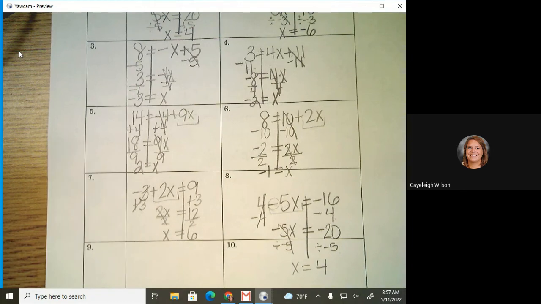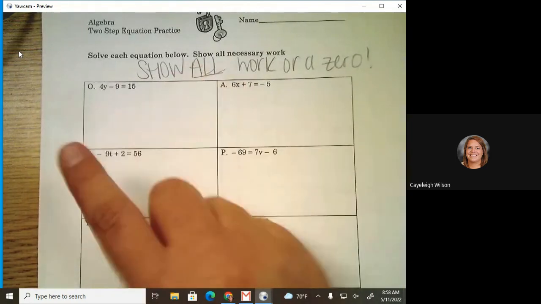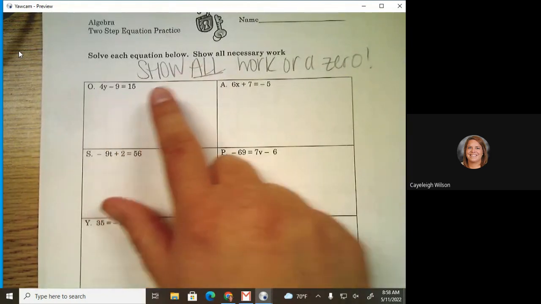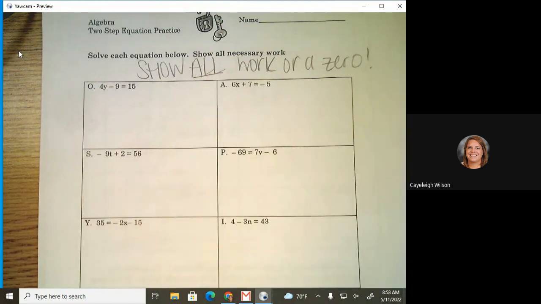All right, so you're going to get a homework paper, which you're hopefully going to get finished today. So this is what it looks like. Once the video turns off, then you'll get this passed out. So it says solve each equation, so show all necessary work. And I put on there show all work or a 0. You're going to get a 0 if you don't show your work like I did on the homework.